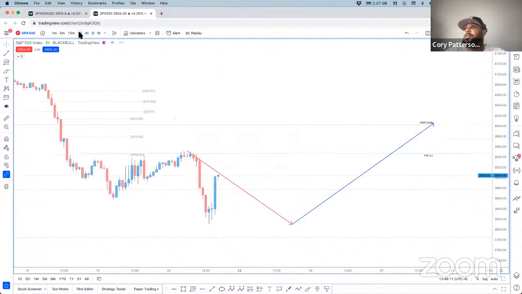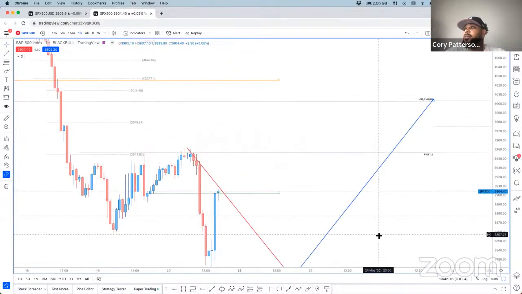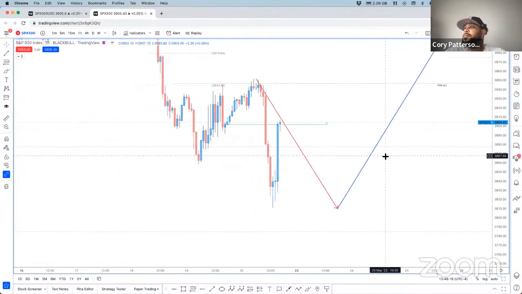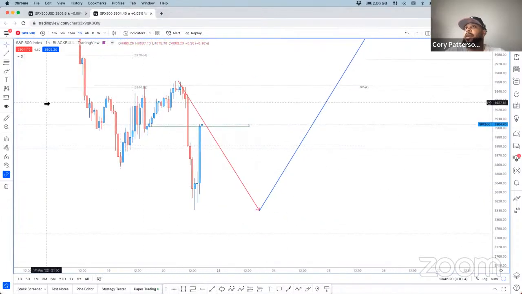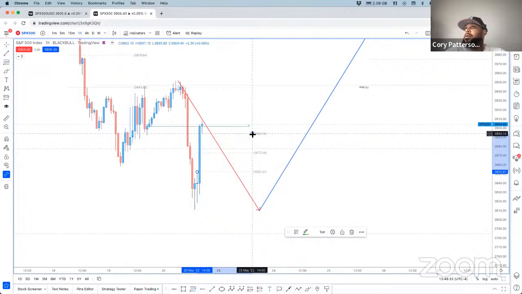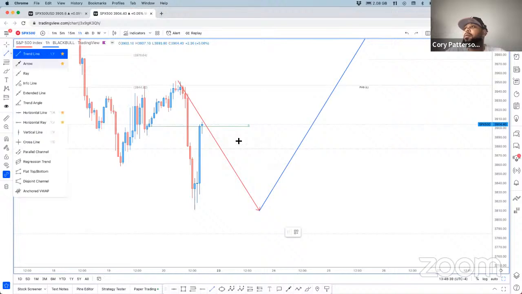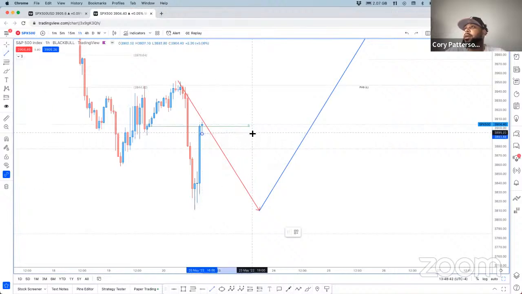Now, on the lower time frames, here's another thing we can consider. On the 1 hour, you can already see an imbalance left on the 1 hour here. It's our gap. Hold on. This is our bullish area right here.